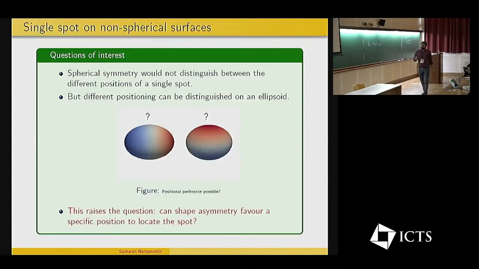Okay, so on a sphere, I told you to imagine a spot on the surface of a sphere. But there is no meaning to talk about preferential positioning on a sphere because there is a rotational symmetry. There's no point in talking about preferential positioning there.